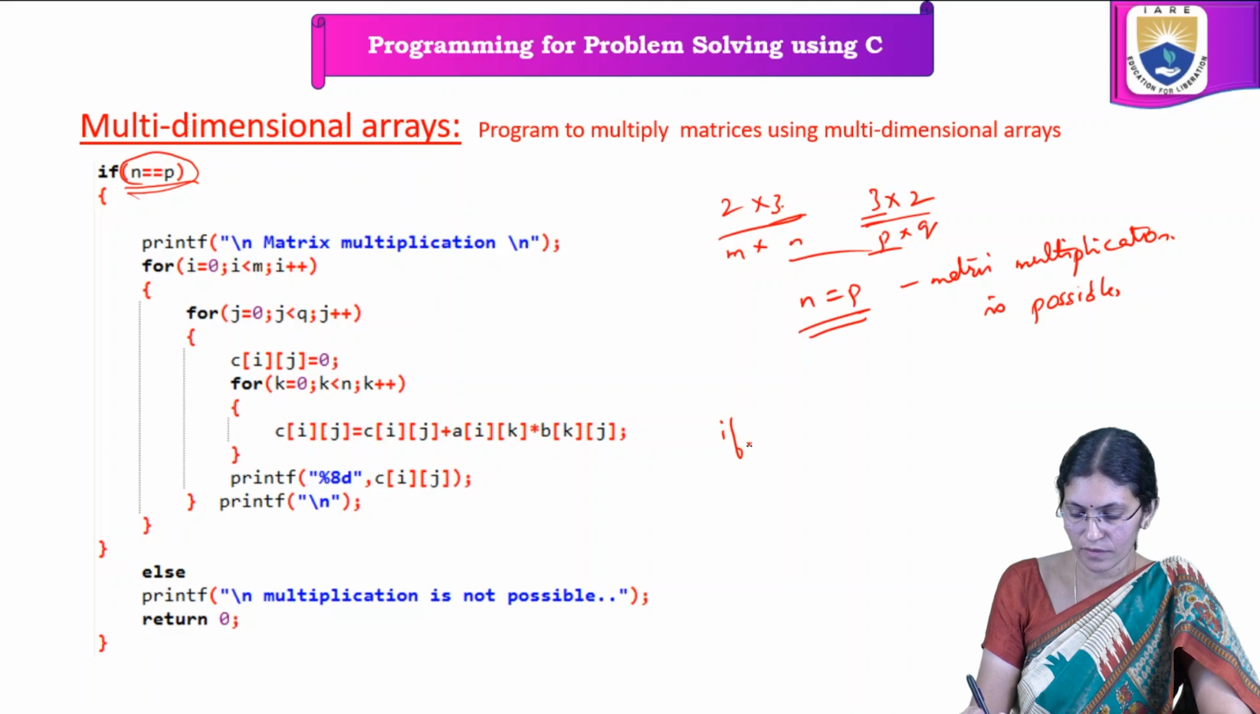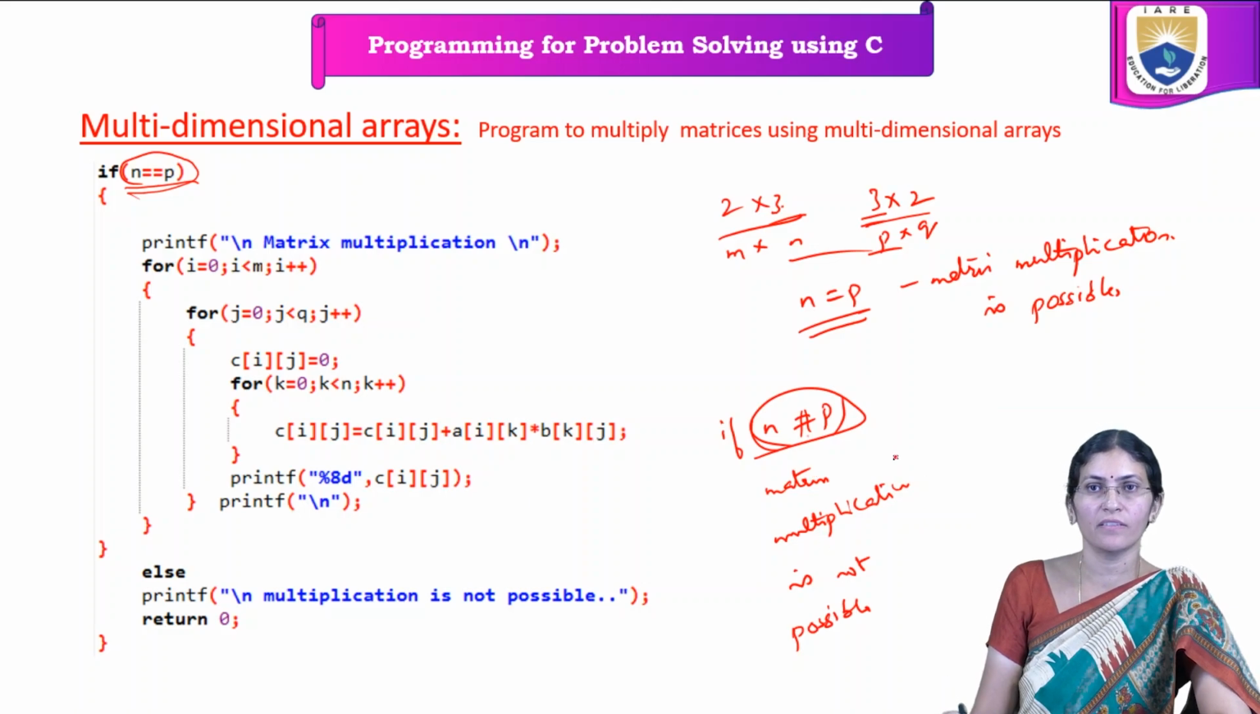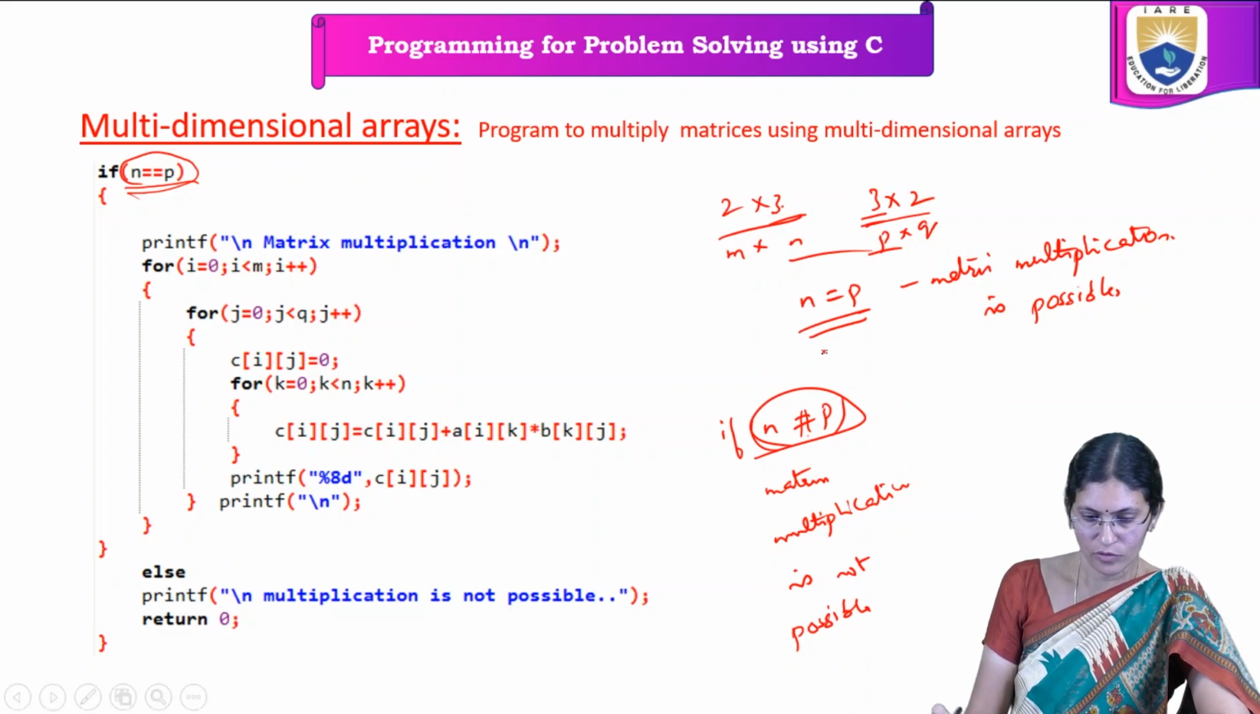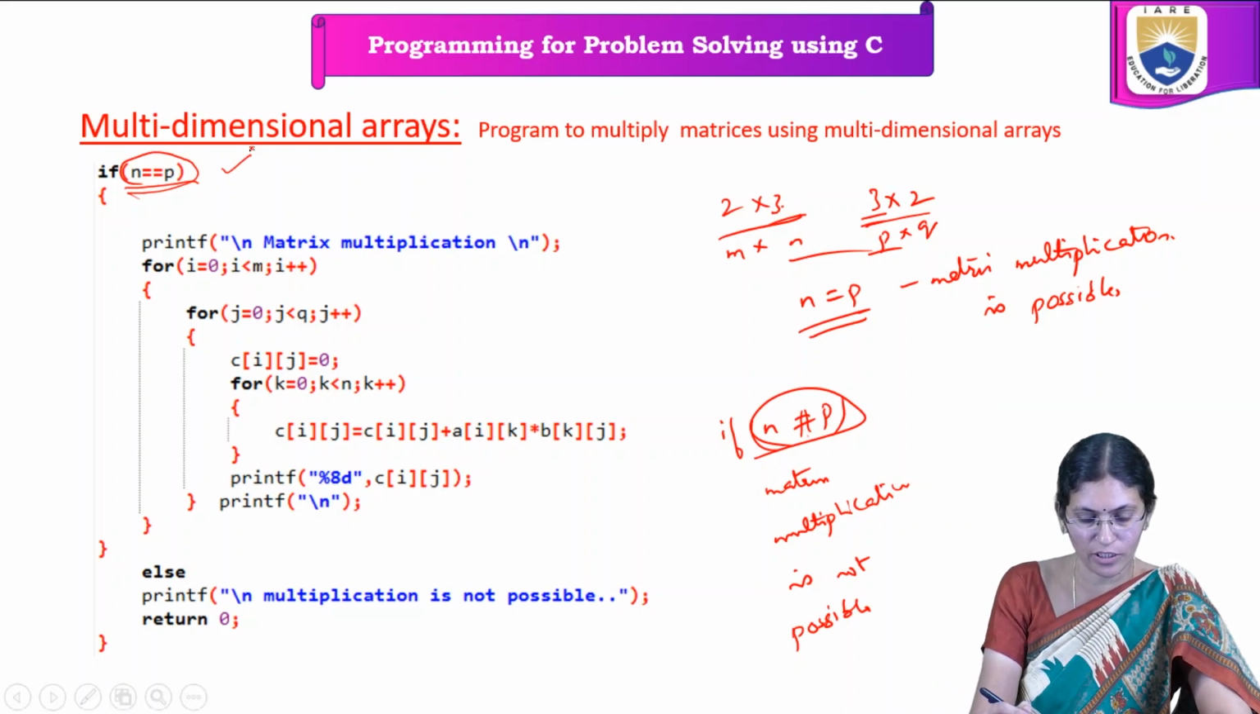If N and P are not equal, if N is not equal to P, then matrix multiplication is not possible. So we will see both the test cases. First, if N is equal to P, this condition you need to check.